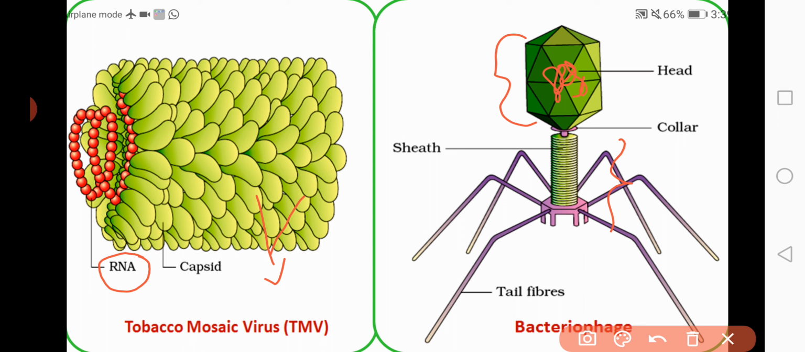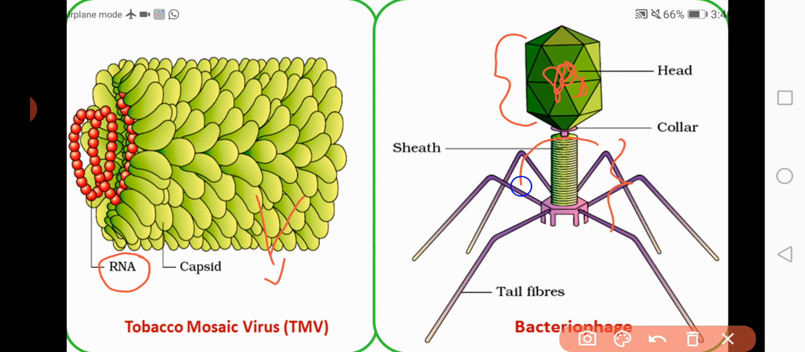The bacteriophage mainly contains two regions, head and the tail. The head is polyhedral, and within the head region it contains the genetic material, that is double stranded DNA which is in the folded form. Am I clear? Now below the head there is a neck and collar. Neck and collar regions are present, and below this there is a tail region.